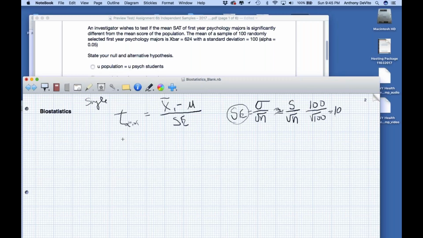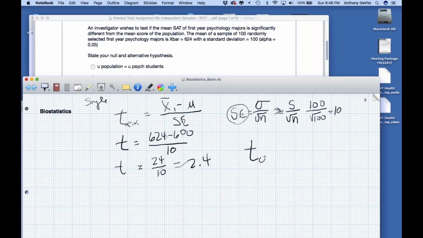Okay, now let's calculate our t-score. Our t-score is equal to x bar, which was 624, minus the mean of the population, which was 600, over the standard error, which is equal to 10. So it's going to be 24 over 10, which is a t-score of 2.4. That could be negative or positive. It doesn't matter. It just matters that it's far enough away, enough standard errors apart that we could say that they're different.